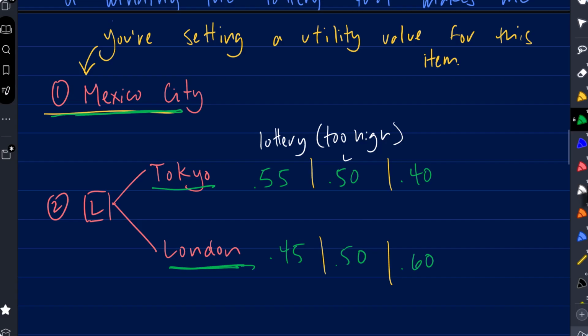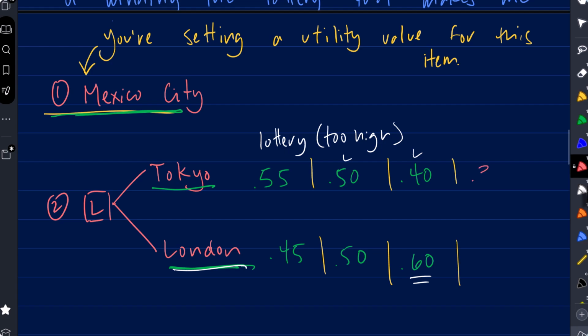If it was 40-60, I have a 40% chance of getting Tokyo, a 60% chance of ending up with London, or I can just take Mexico City. For me, I would still take the lottery. It gives me a chance of Tokyo. I'd rather try the 40% chance of getting that instead of just taking Mexico City. If I lose, with a 60% chance of losing, I'll just end up with London. That would be fine. So I still need to go lower.